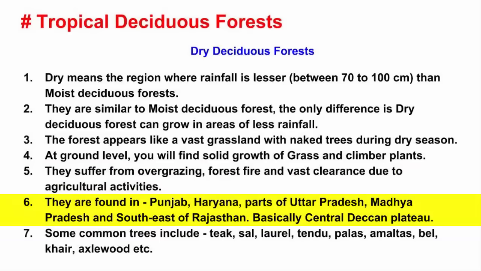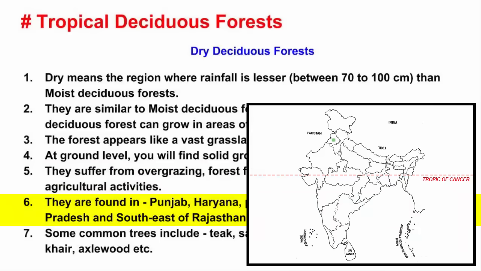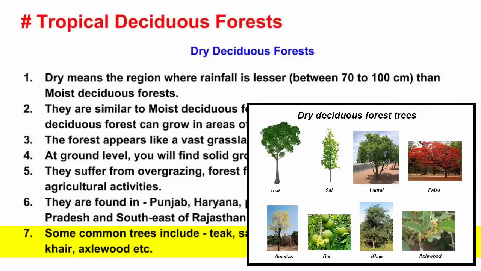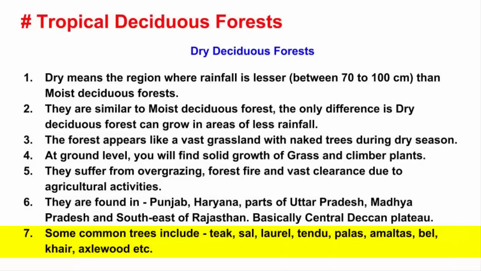Dry deciduous forests are mainly seen in the areas of Punjab, Haryana, parts of Uttar Pradesh, Madhya Pradesh, and southeast of Rajasthan, basically central Deccan Plateau. Teak, sal, laurel, tendu, palas, amalthus, bale, khair, axlewood are some common trees of these forests.